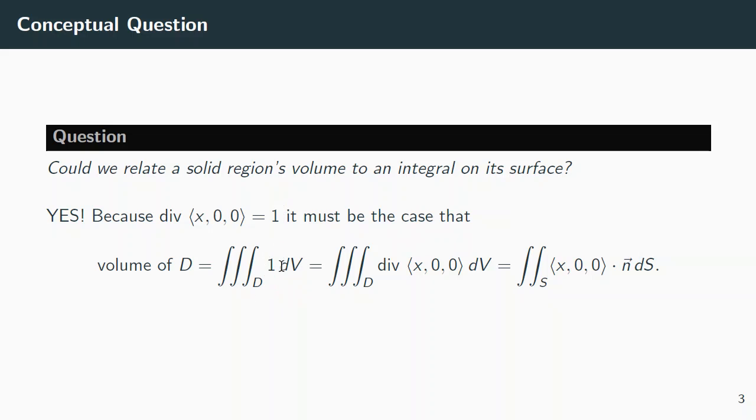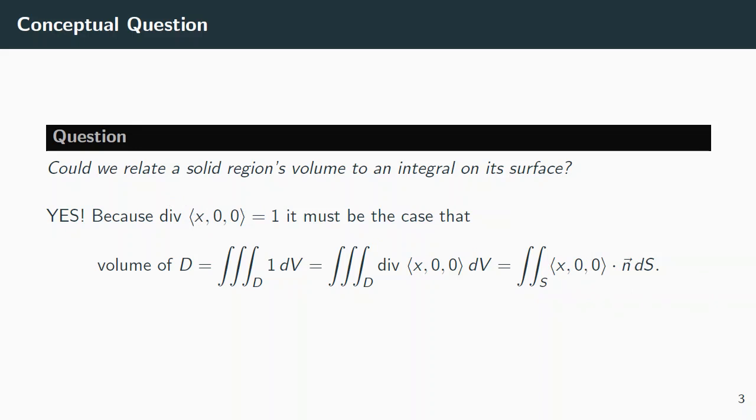Well, integrating 1 on the volume gives you the volume, right? But that's the same as the integral of the divergence of that vector field, which means that the flux of this vector field through the surface is equal to the volume. So that's kind of cool. You can actually evaluate the volume of a region inside by calculating the flux of the vector field x, 0, 0 on the surface. Of course, you could do 0, y, 0 or 0, 0, z. Any of those would work, and you'd get the same thing. So that's kind of cool.